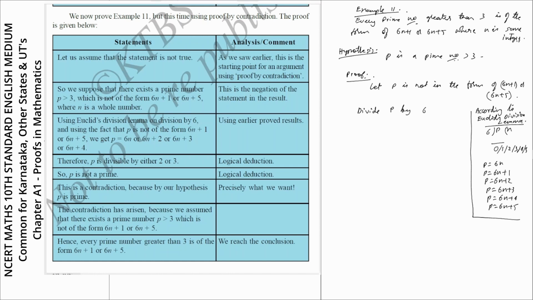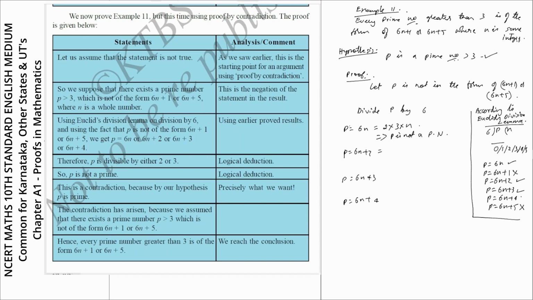Now we have assumed that P is not in the form of 6n plus 1 and P is not in the form of 6n plus 5. Therefore P is equal to 6n, or 6n plus 2, or 6n plus 3, or 6n plus 4. If P is equal to 6n, I can write 2 into 3 into n. That means 2 is a factor of P and 3 is a factor of P. So this implies P is not a prime number. Now there is a contradiction. The hypothesis says that P is a prime number, but here we are getting P is not a prime number.